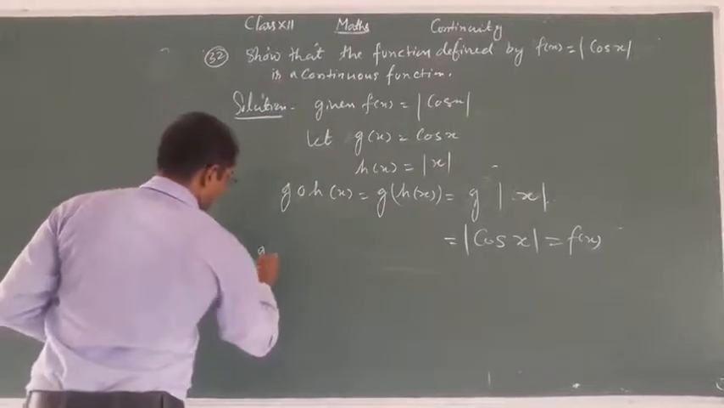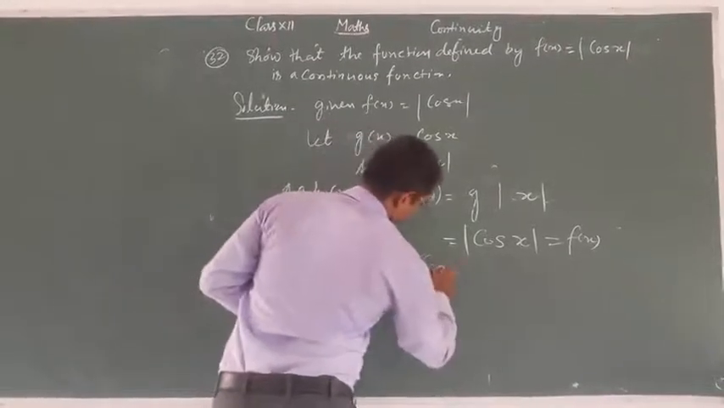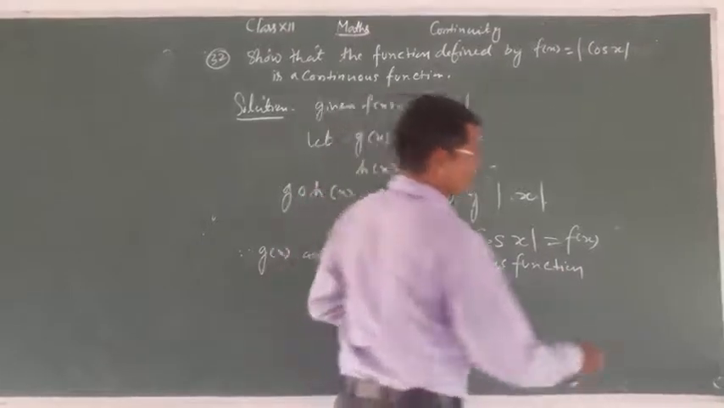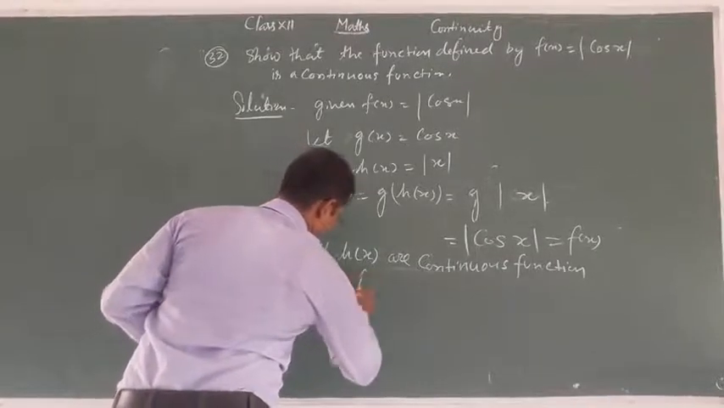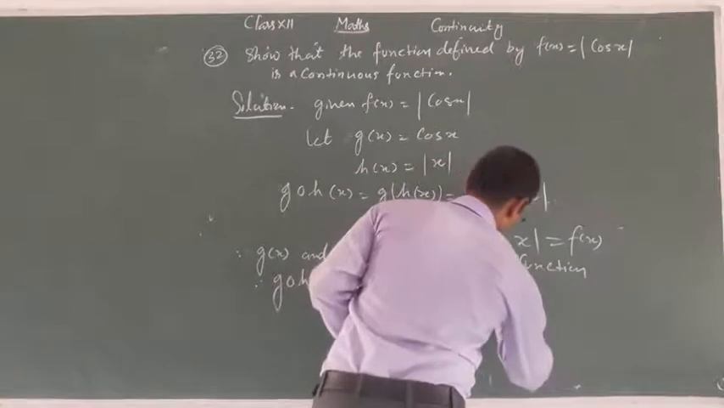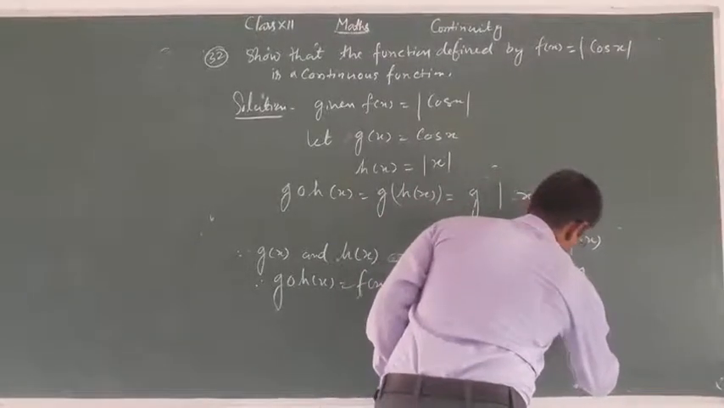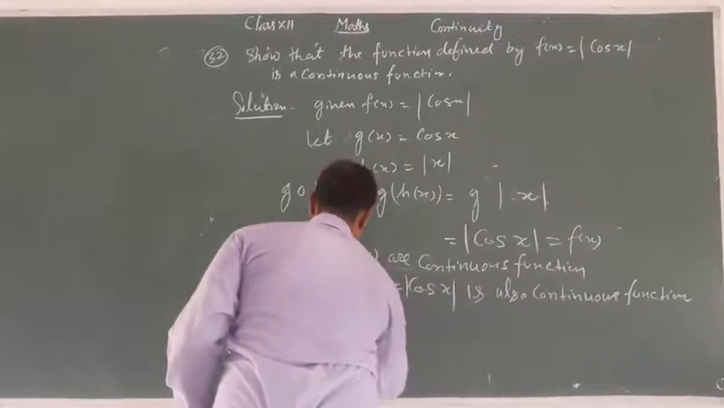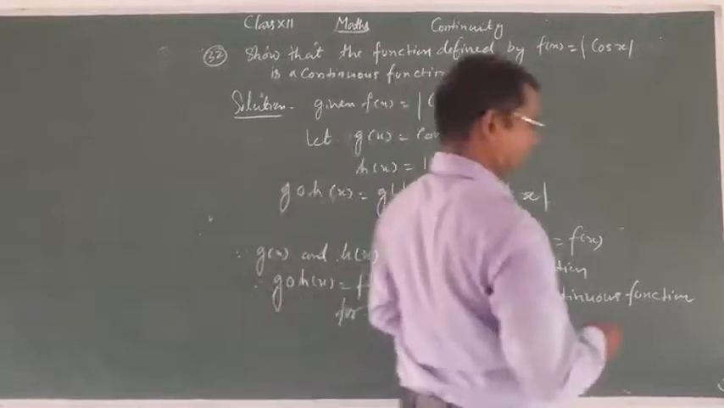So since g(x) and h(x) are continuous functions, therefore (g o h)(x), which is equal to f(x), is equal to cos mod of x, is also a continuous function for all points x belonging to R, every real number.